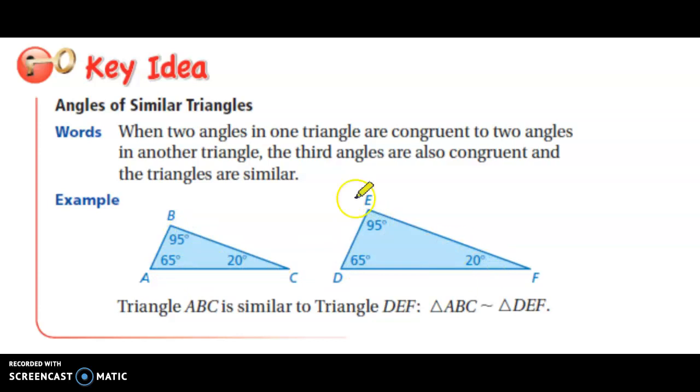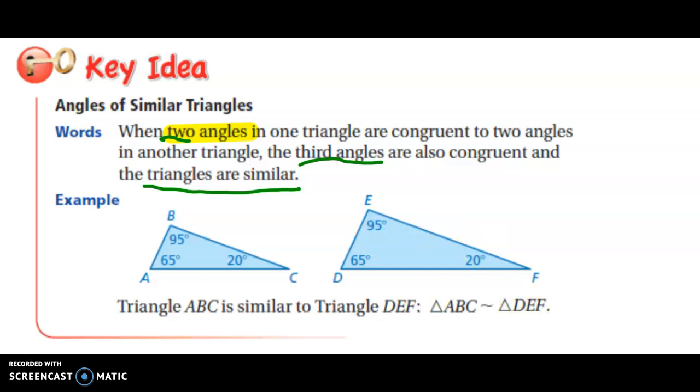But as it turns out, it's not even that hard. I don't need all three. Because of that 180 degrees, I actually only need to show that two. I only need to show that two angles are the same in order to show that the triangles are similar. If two angles are the same, then the third angle has to be, right? So in order to use angles to show that triangles are similar, I just have to show that two angles are the same in the two triangles.